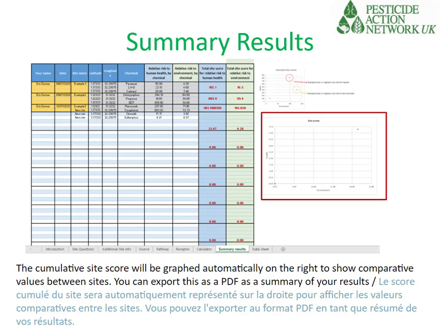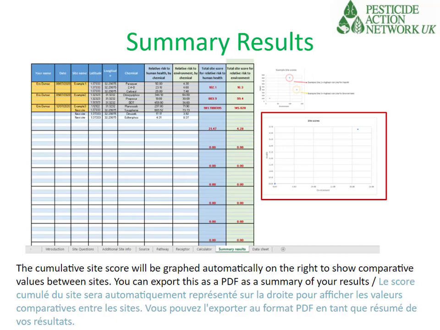And the cumulative site scores, which are the red numbers, will be graphed automatically on the right to show comparative values between sites. Now we have added spaces for 5 different chemicals in each site. If you have more than that, you'll have to add some rows. If you have less than that, you'll need to delete some rows. But the macro that we have enabled there will keep adding.